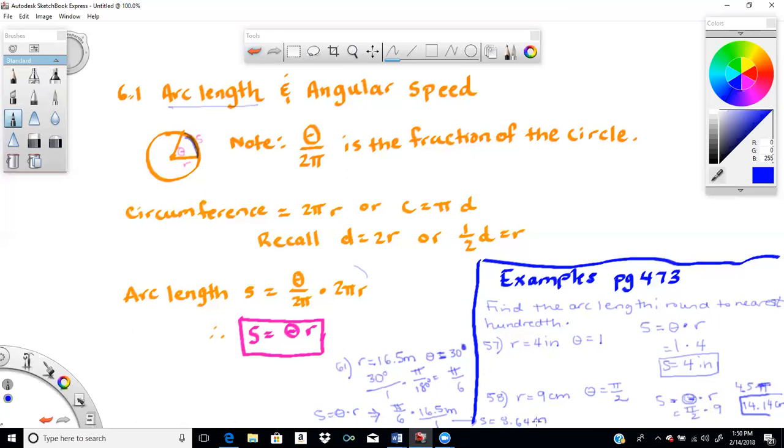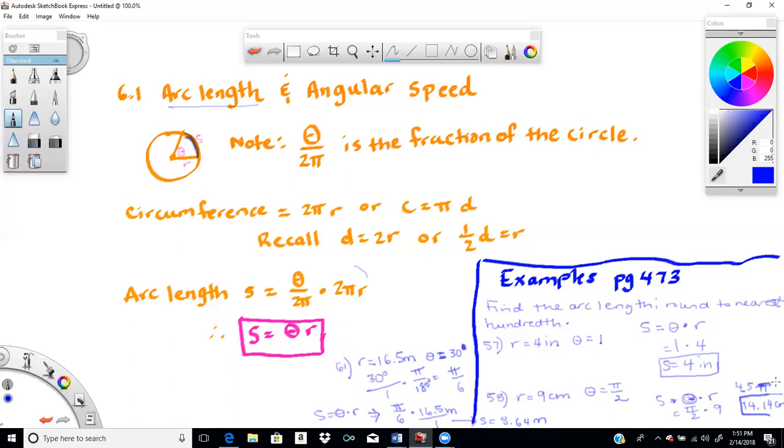And that's meters. Arc length is really dealing with the circumference, and so the units are just linear. That's why we have meters, inches, and centimeters. So that's dealing with the arc length.